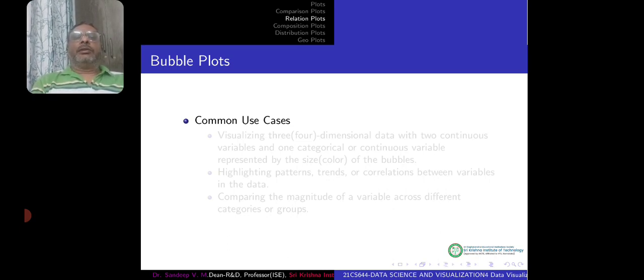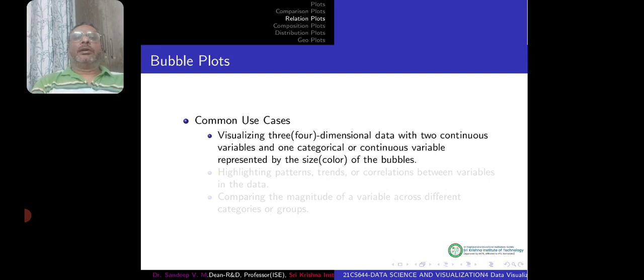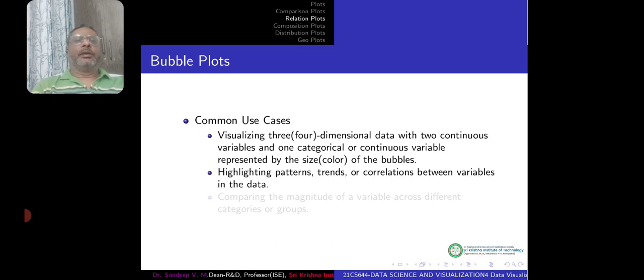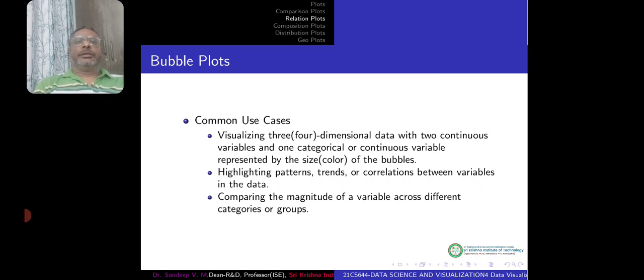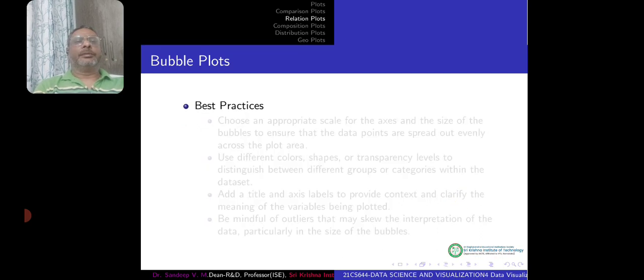So where can we use bubble plots? So the common use cases: it is used for visualizing 3 or 4 dimensional data with 2 or 3 continuous variables and one categorical or continuous variable represented by the size or color of the bubbles. So this is used for highlighting patterns, trends, correlations between the variables in the data. It's used for comparing the magnitude of a variable across different categories and groups.